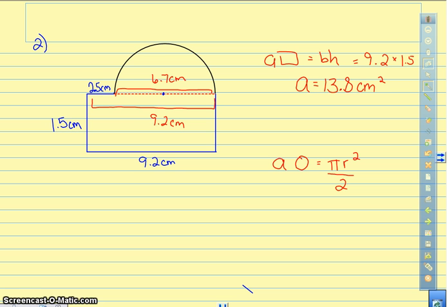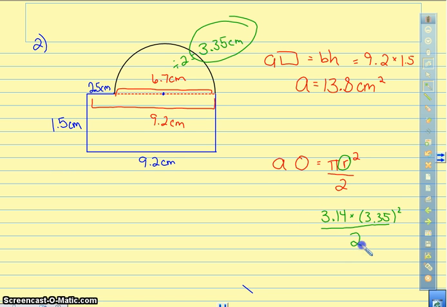Now please recall that in an area formula, you're using the radius. So I'm going to take 6.7 and divide it by 2 to get my radius. Keep things like that in mind. It's 3.35 centimeters. That's your radius. So for my circle, I'm going to take pi, which we're going to write as 3.14, times 3.35 squared, which means I'm going to multiply it by itself. Then I'm going to divide it by 2 because once again it's only half of a circle.